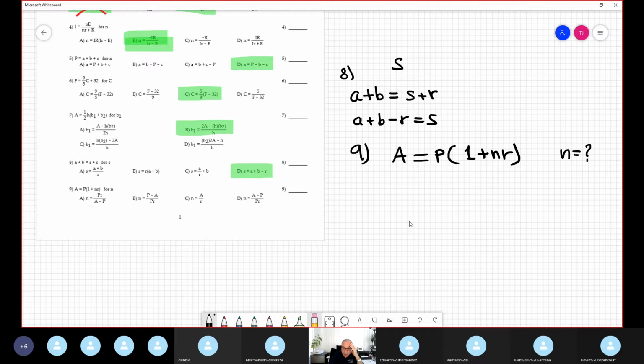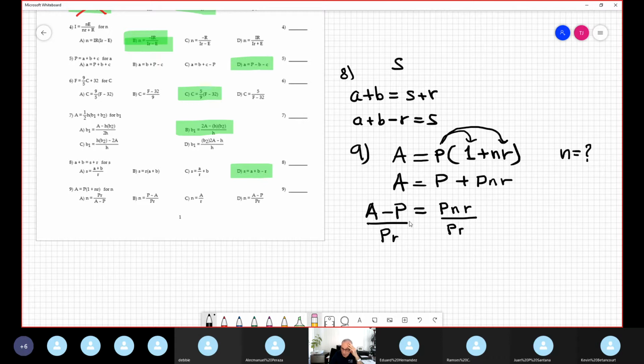Okay, so I suppose you apply the distributive property. A is equal to P times 1 is P, plus P and r. Now you subtract P: A minus P is equal to P n r. And finally, I want to isolate n, so divide by Pr, both sides. So what's my final answer? My final answer is (A minus P) divided by Pr equals n. So, D. I guess so.